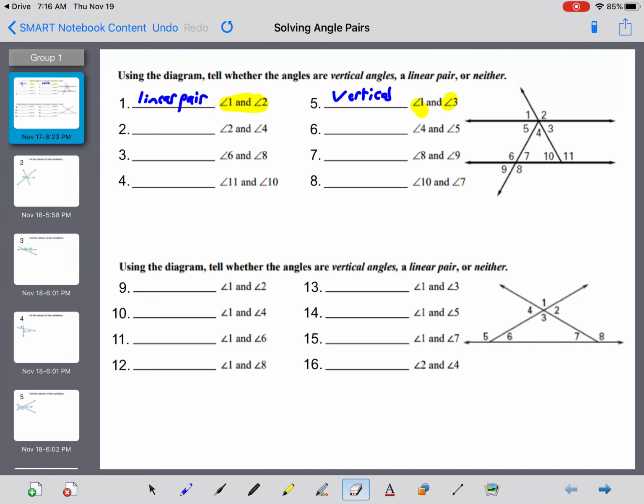Okay. Very important, angle 2 and angle 4. Well, remember we said for it to be a vertical angle, it needs to be made by two linear pairs. Well, here's one straight line, and here's the other straight line. But in order for that to be vertical angles, you would also need to include angle 5. So this is neither.